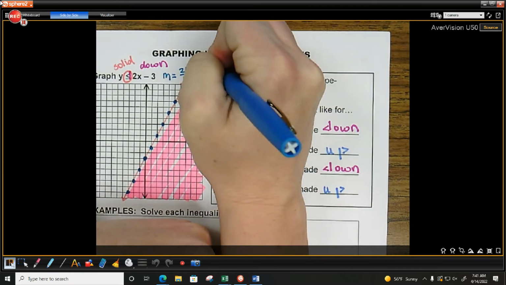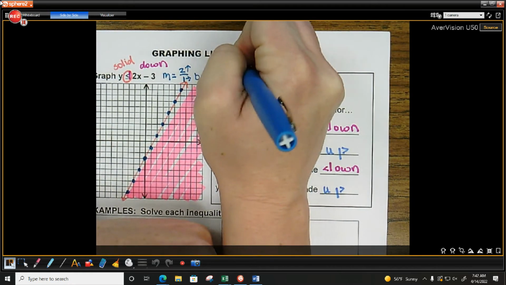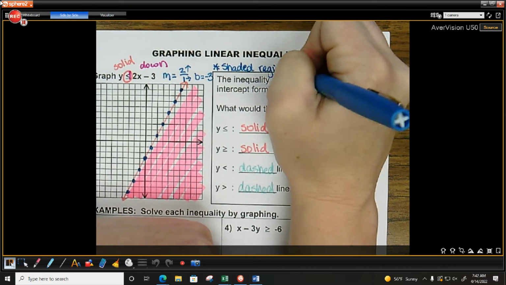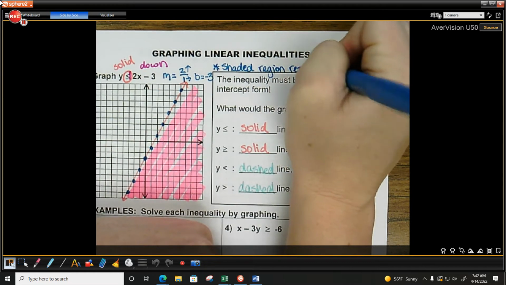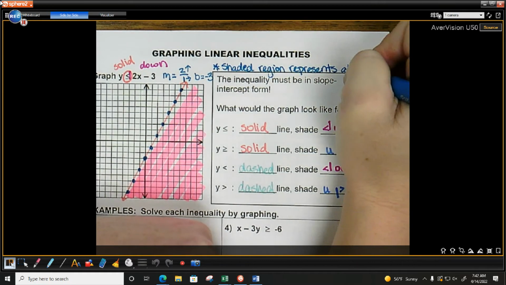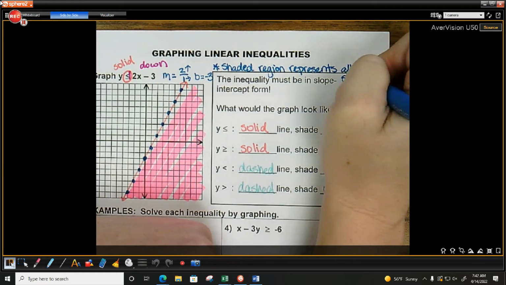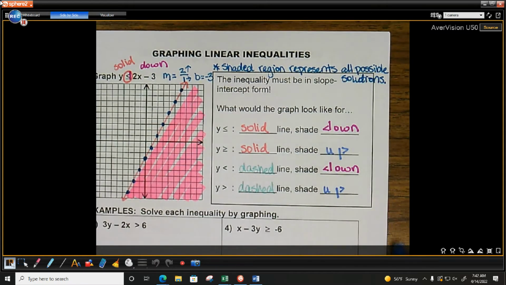So let's write that up here. Shaded region represents all possible solutions. So no longer are just points on your line solutions. Any point that is on your solid line is a solution, and any point in the shaded region is a solution. Okay? We good with that?